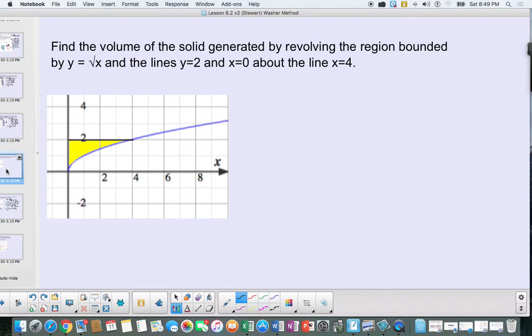Okay, let's go ahead and get started. This time we're going to revolve around x equal to 4, and x equal to 4 looks like this. I'm going to go ahead and draw my reflections. So I go out to 8, and I kind of get a good look at what's going on here. I am now going to draw my rectangle, which is always perpendicular to the axis of revolution, and it creates this washer.